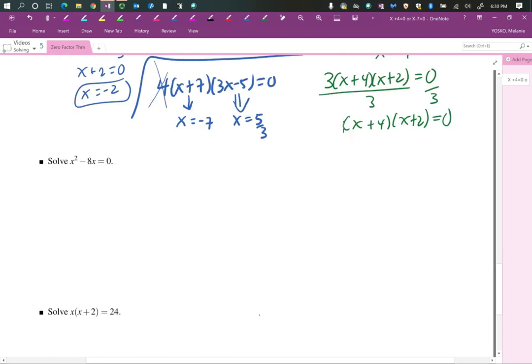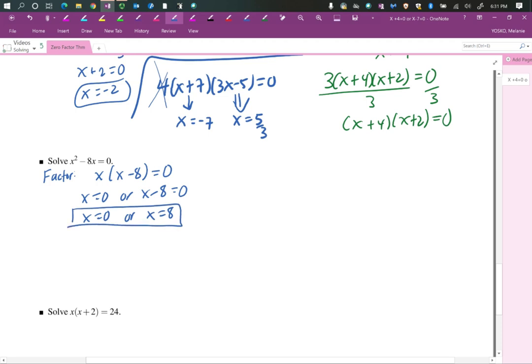Solve x squared minus 8x equals 0. So to use the zero factor theorem, we have to have a product, right? So we need to factor this. We're going to factor out the greatest common factor out of both terms, and that's an x. So we get x times x minus 8 equals 0, and then this is easy. These are the problems we've been doing. So x is 0, or x minus 8 is 0. So we see x is 0, or x is 8.